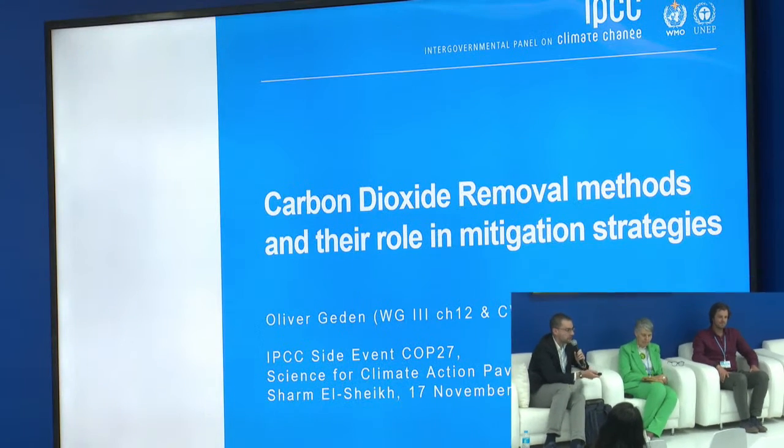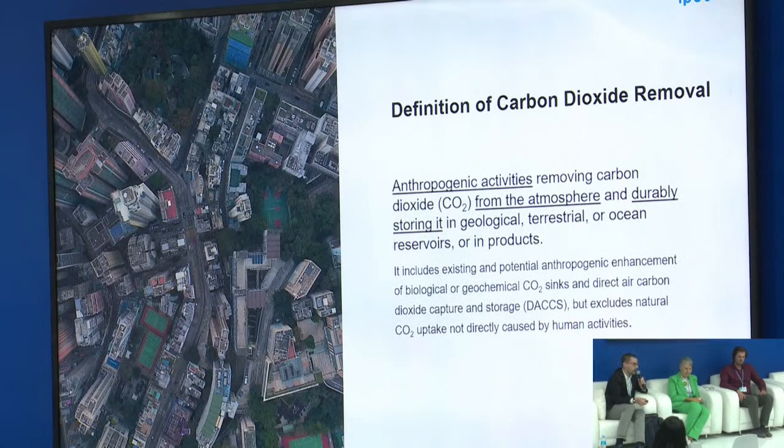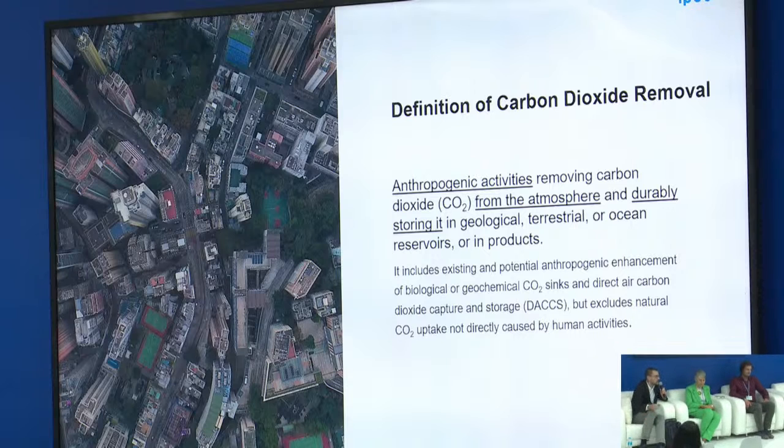So I'm talking about the role of CDR in mitigation strategies. I thought it might be useful to come back to a definition. It's a common definition. The three working groups now have a common glossary, at least for the terms they all use. And the definition is anthropogenic activities removing carbon dioxide from the atmosphere and durably storing it in geological, terrestrial, or ocean reservoirs, or in products. It's of course longer, but what's important here: anthropogenic activities, from the atmosphere, not from smokestacks, and durably storing it.